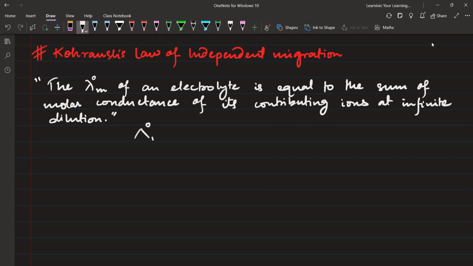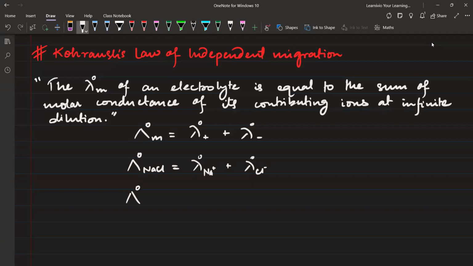This is how we show it. Lambda naught m is equal to the lambda naught of the cations plus the lambda naught of anion. For example, if I want to calculate the molar conductivity of NaCl, then the limiting molar conductivity of NaCl will be equal to limiting molar conductivity of Na plus the limiting molar conductivity of Cl negative. Similarly, for MgCl2, it will be equal to the limiting molar conductivity of Mg plus the limiting molar conductivity of Cl negative. But here we are having two chlorines, so I will multiply 2 here, because we are going to get two chlorines.